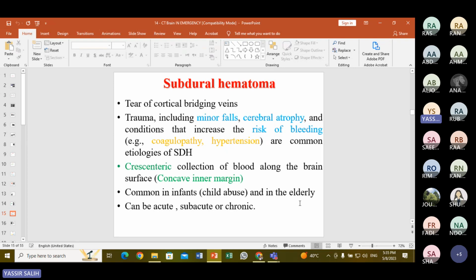It is also common in the elderly. There, we said epidural hematoma is almost always acute, because the patient has severe symptoms and requires early intervention. But subdural hematoma can be acute, subacute or chronic. According to this, the appearance will differ on CT; whether acute, subacute or chronic, the appearance differs in these phases.